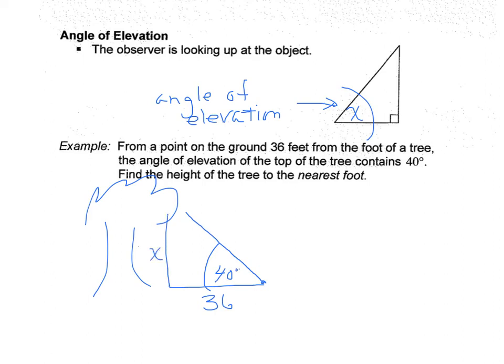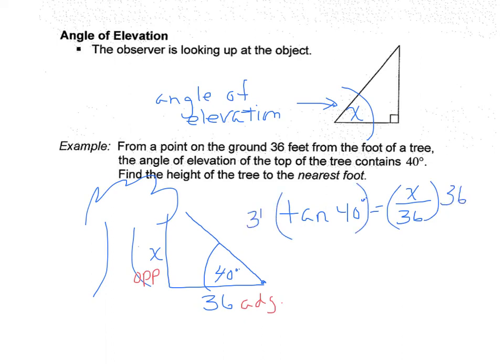Call it x. Well, according to the 40-degree angle, we have opposite and we have adjacent. So that's going to give me tangent. So tangent of 40 degrees equals x over 36. I want to solve for x. So I'm going to multiply both sides by 36. And I need it to the nearest foot. Hopefully you ended up with 30 feet.